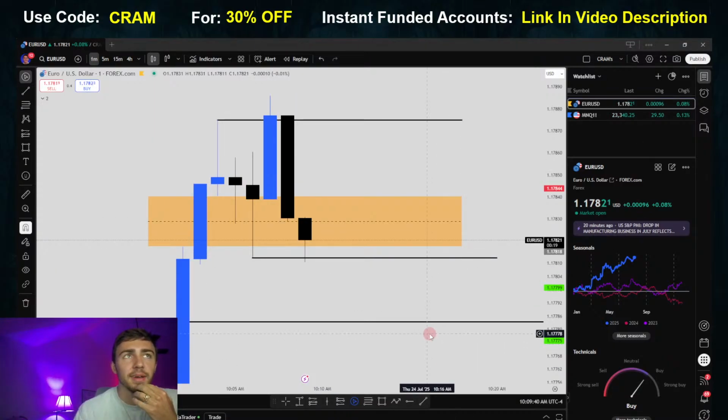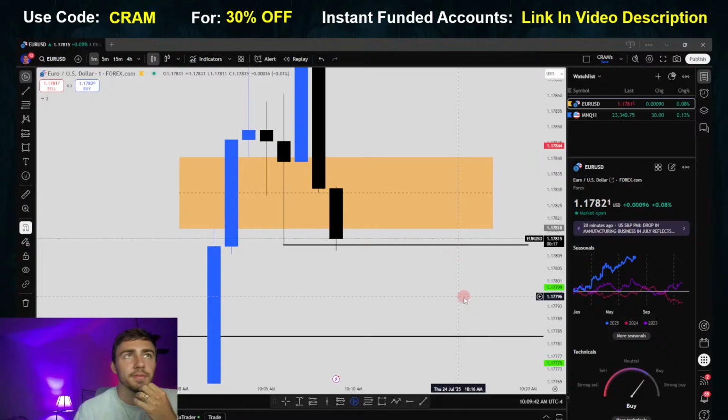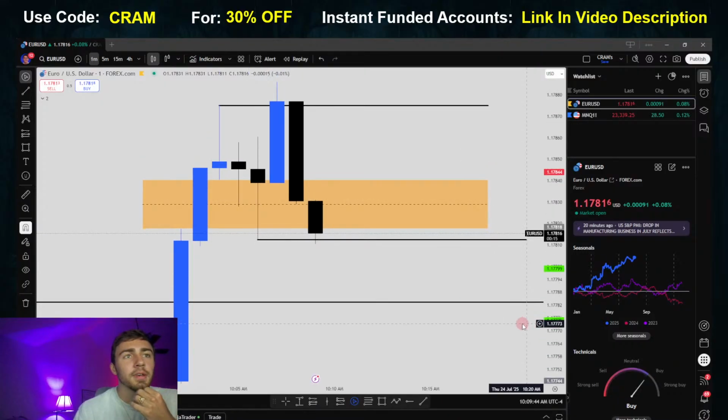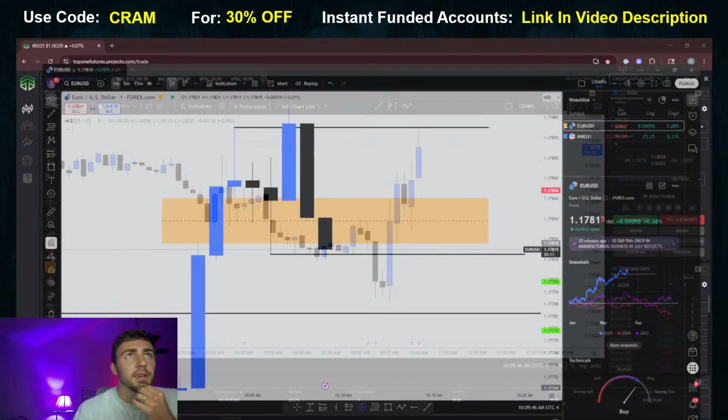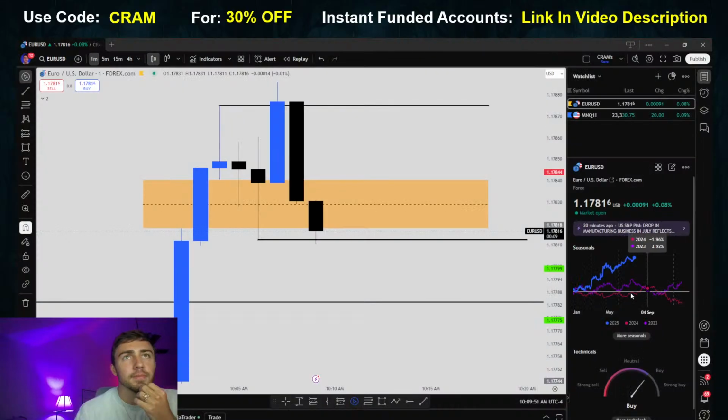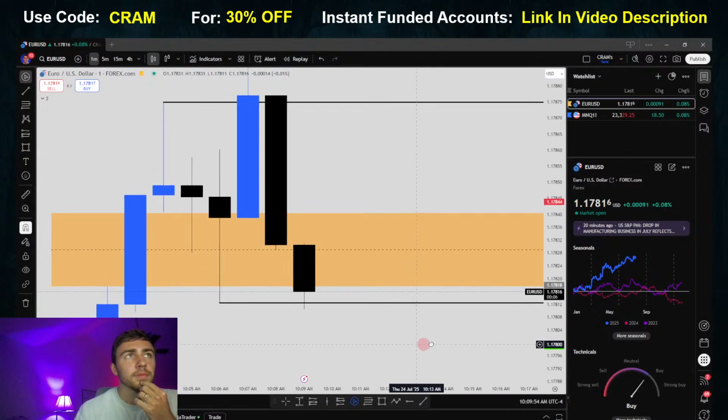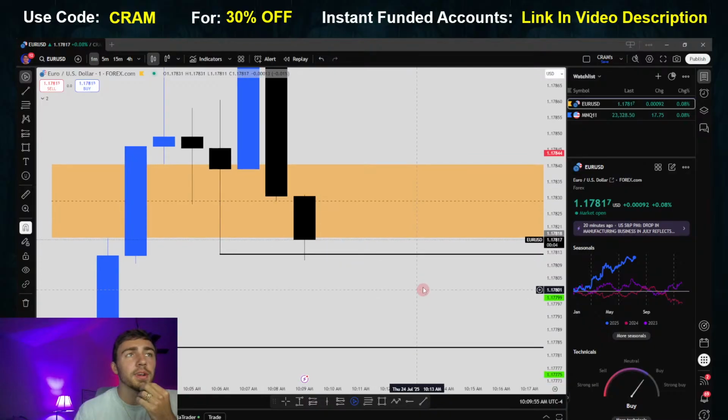Maybe one at a time. We might be only hitting the inversion first, but we might be hitting both. So let's see where price closes. We're literally in between two entries right now, one being a market structure shift, one being an inversion fair value gap.